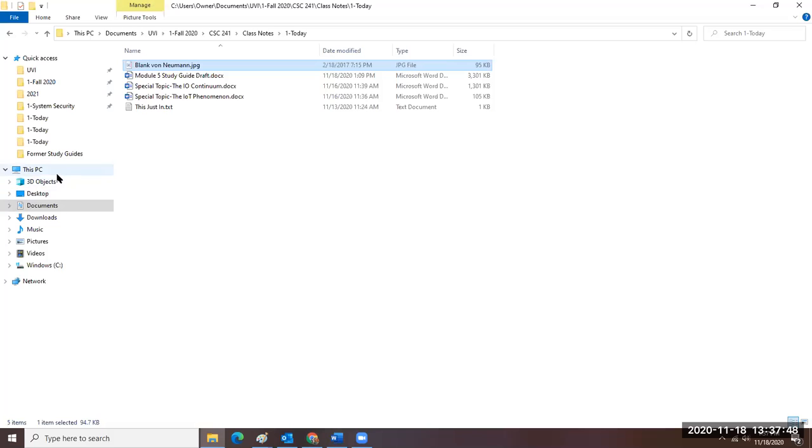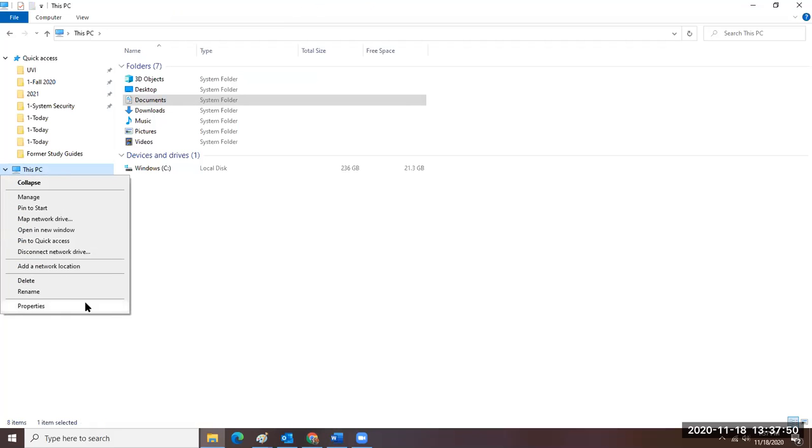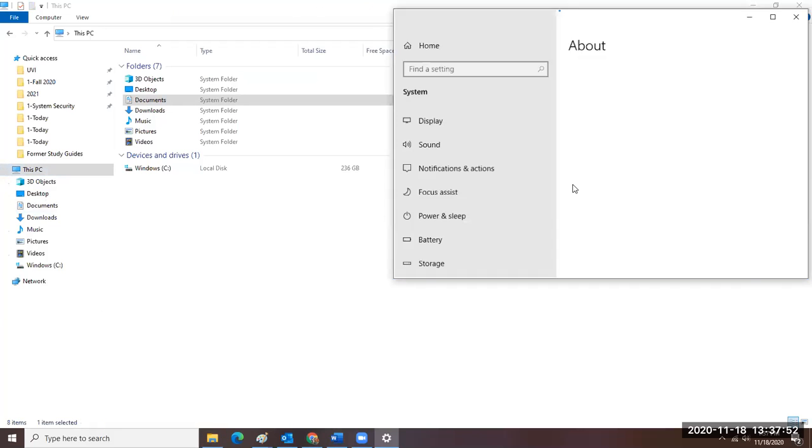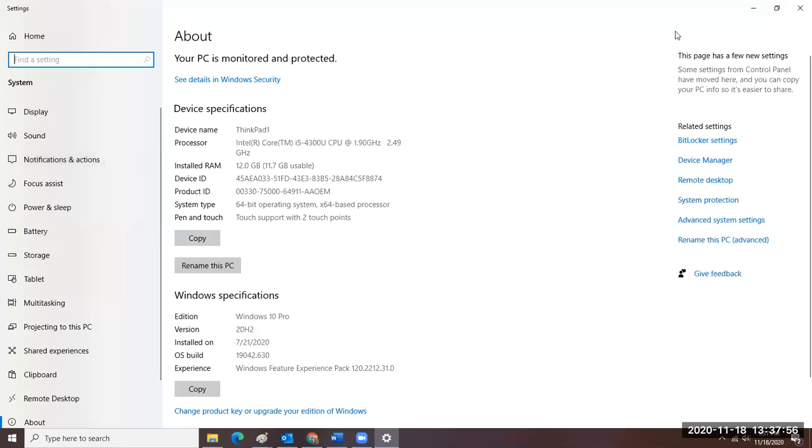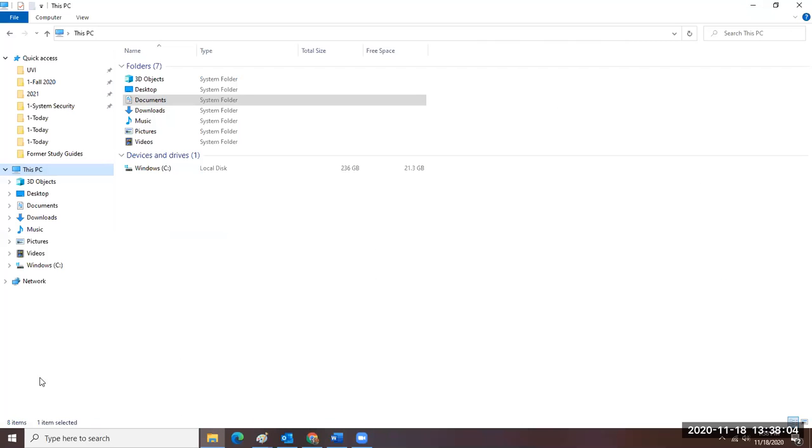Here's another look at virtual memory. If I go into properties, oh, that's not where I want to go. Control panel.